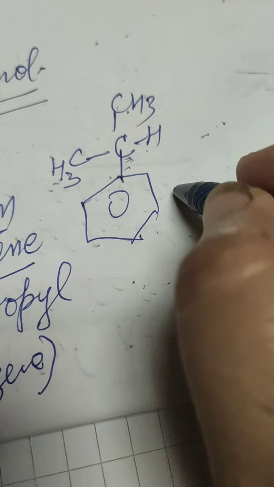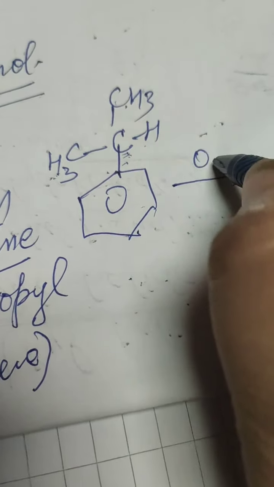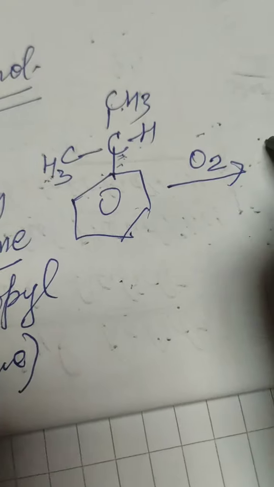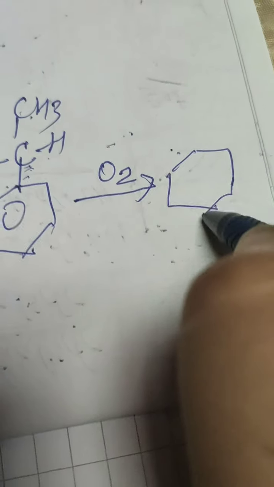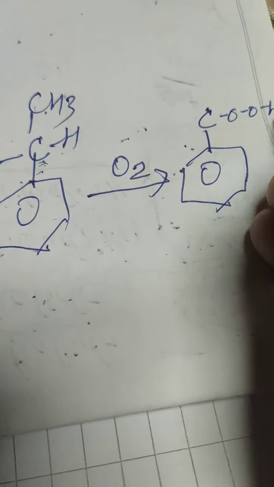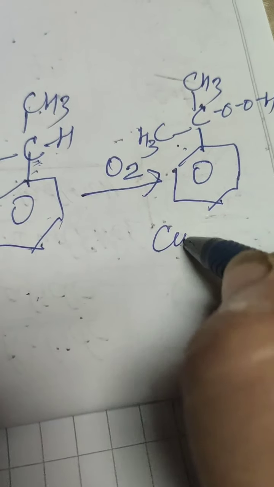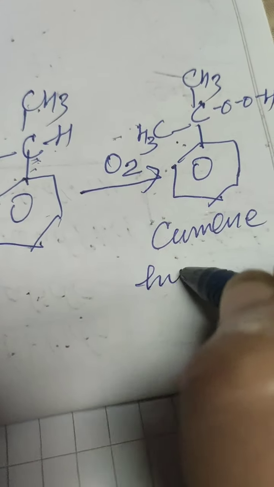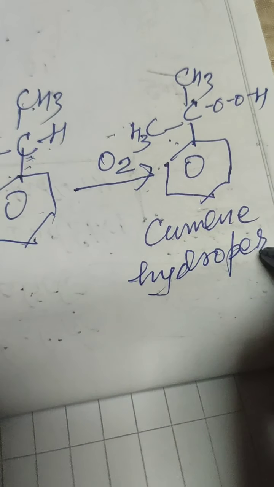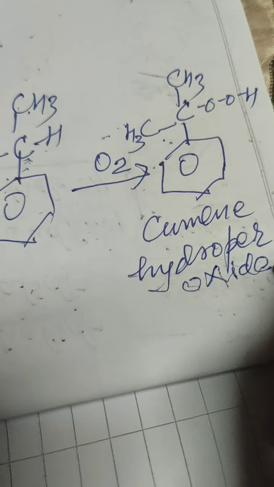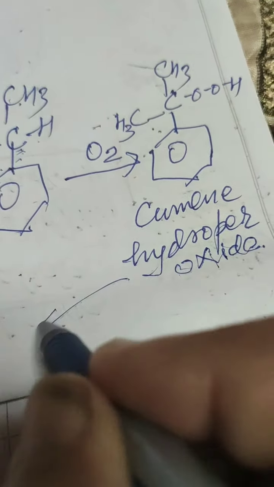This isopropyl benzene is oxidized in presence of air. Then we obtain cumene hydroperoxide. The compound we get here is cumene hydroperoxide. This is the compound. The name of this compound is cumene hydroperoxide. It is converted into phenol.